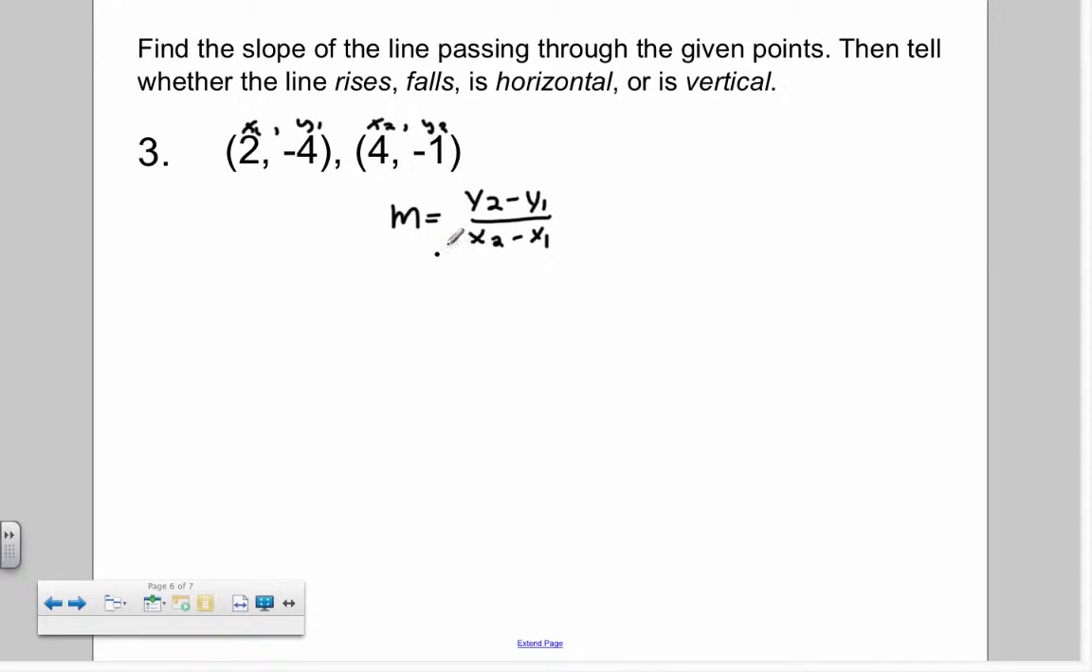So let's go ahead and do that. So m, as we said in class, stands for slope. I'm going to plug in my y2, which is -1. I'm going to subtract my y1, which is -4. I put the parentheses around to notice that I have a negative and another negative. On the bottom, x2 minus x1, well, my x2 is 4, and I'm subtracting my x1, which is 2.